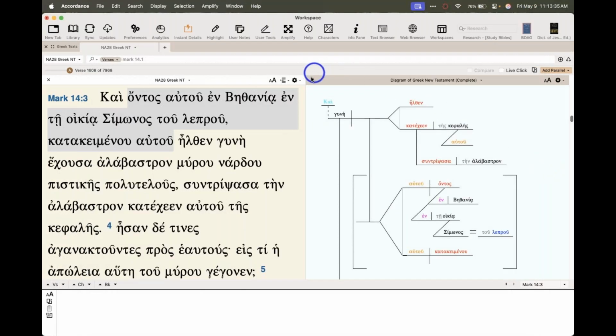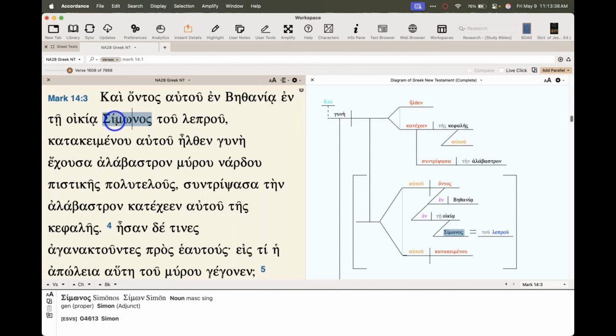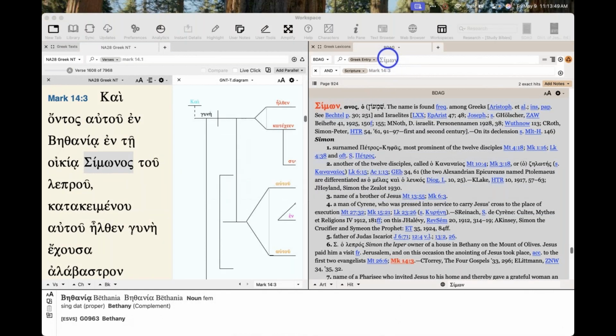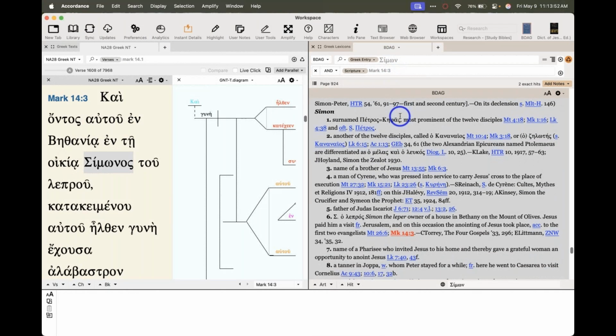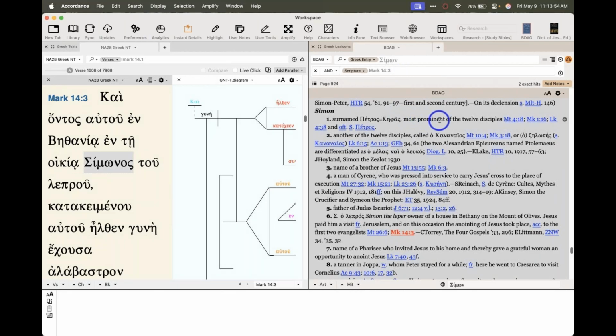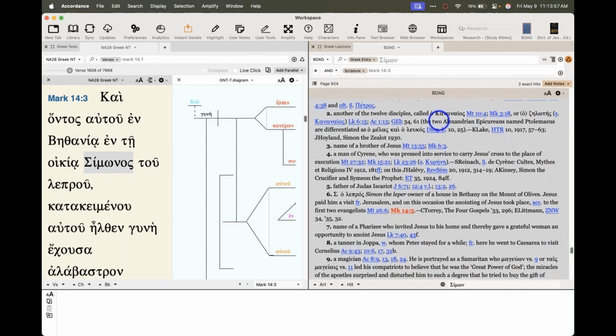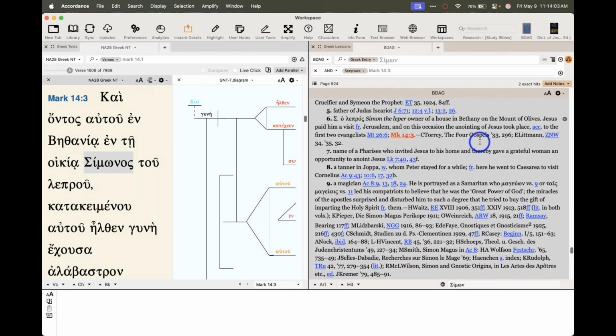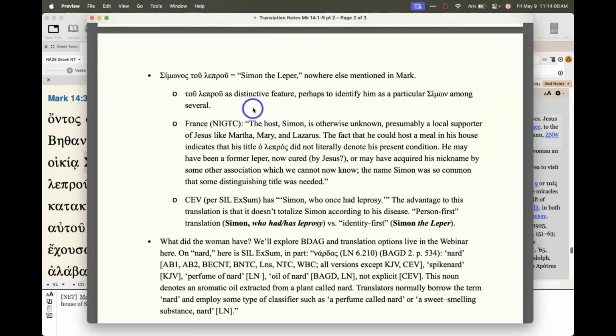So you can see this if you triple click on Simonos. Of course, that's in the genitive because it's in the house of Simon. But if you triple click that, you'll go to Simon, who you'll see here in BDAG. And you've got a number of options here. Of course, we think about Simon Peter, but there are other Simons that just saying Simon could refer to. Here's our Simon under consideration. France notes that this host Simon is otherwise unknown. In fact, he's not in Mark.